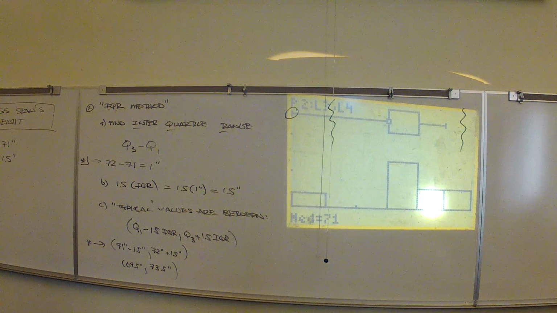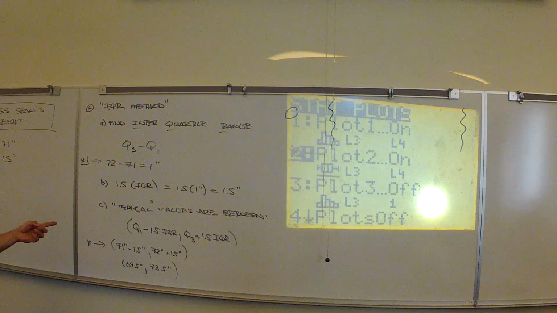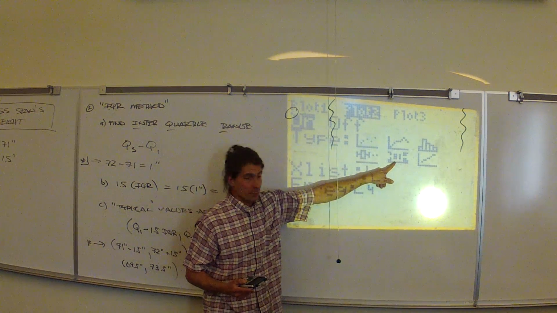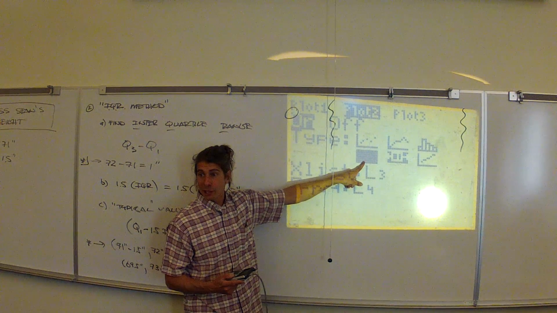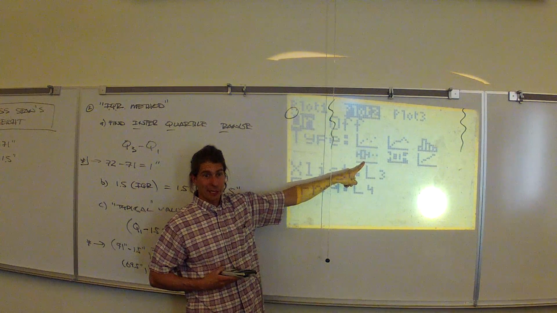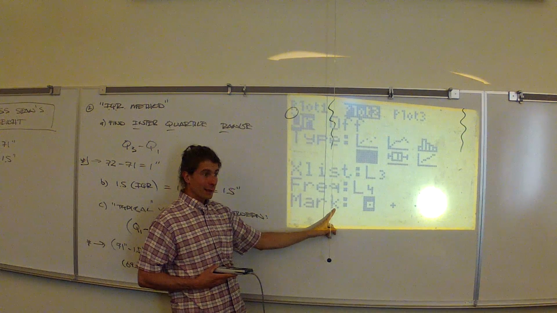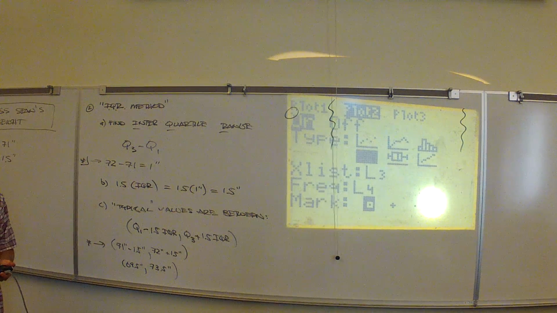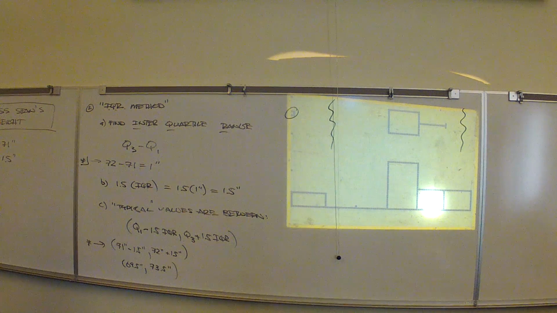And watch this. Go back to your stat plotter. Go back to your box plot, which is in plot 2. And change the plot type from just box plot, which is the 5th choice here, to the modified, which is the next one right next to it. And you'll notice you get another little option down here called mark. The mark is which symbol you will use to show the outliers if there are any. Now just press graph. And there it is.